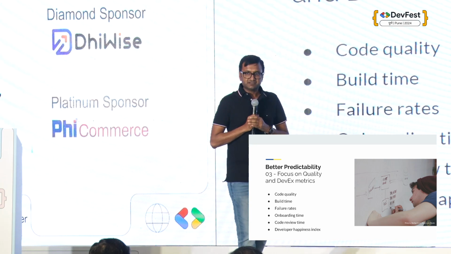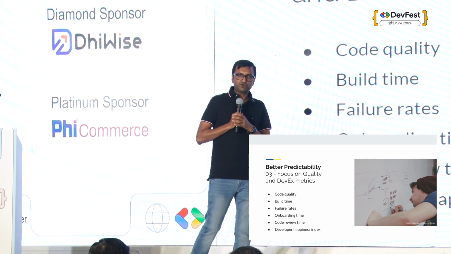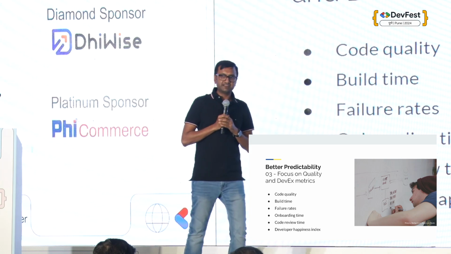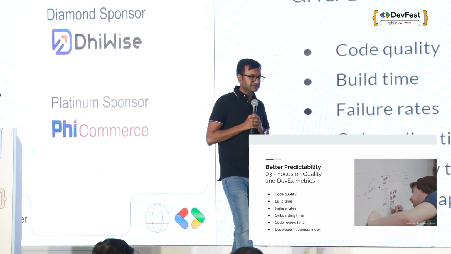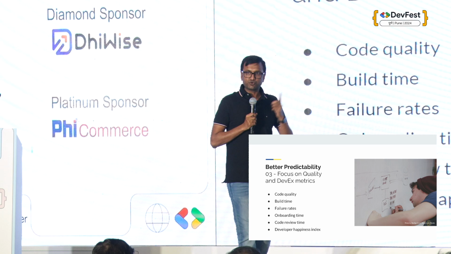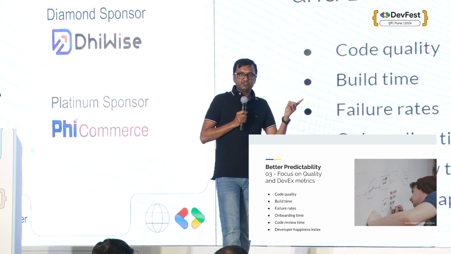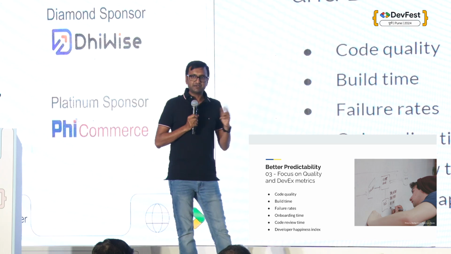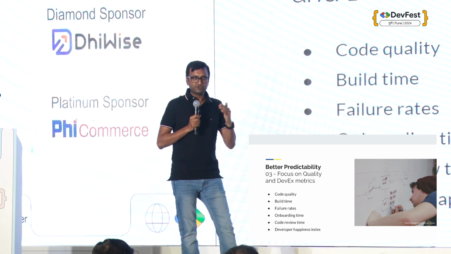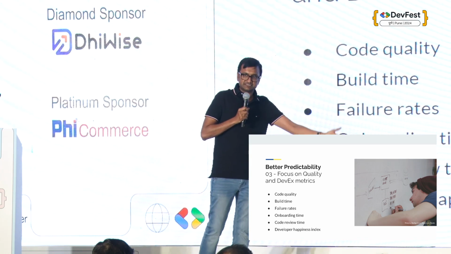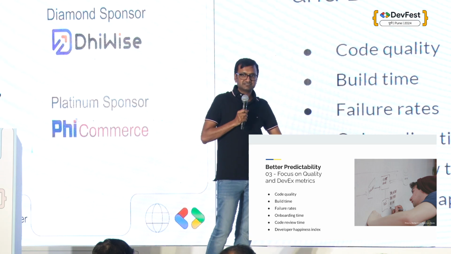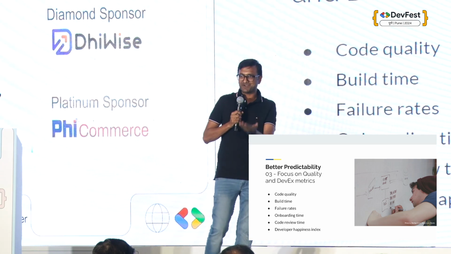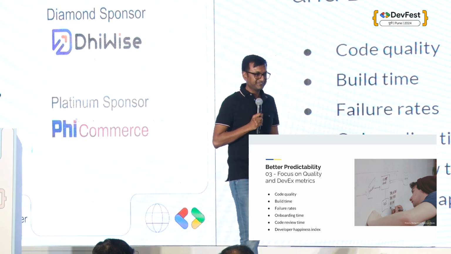Better predictability in terms of how we release the software. So focus on your quality metrics and DevX metrics. Code quality: if the code quality is high, you'll be much more comfortable releasing the software at production. Build times are low, failure rates are low, you'll be much more confident to release the next time. Every time you release, something breaks, it'll make you uncomfortable to release it next time.